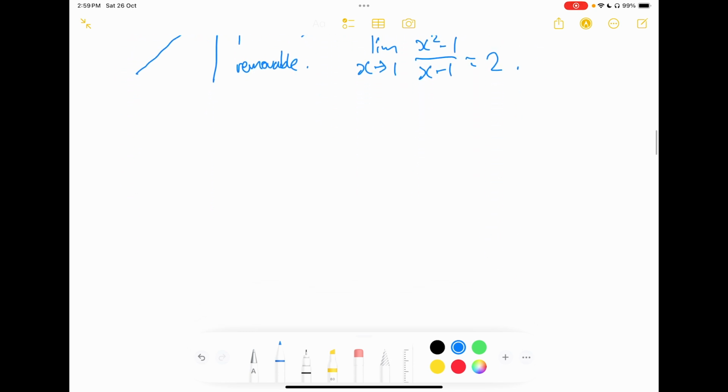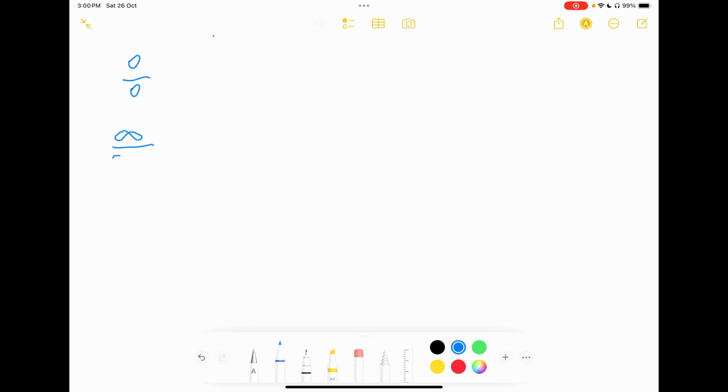So now let's move on to the indeterminate forms. There are 7 indeterminate forms. There's 0 divided by 0, infinity divided by infinity, infinity minus infinity, 0 to the power of 0, 0 times infinity, infinity to the power of 0, and 1 to the power of infinity. Okay, so let's start with 0 divided by 0.